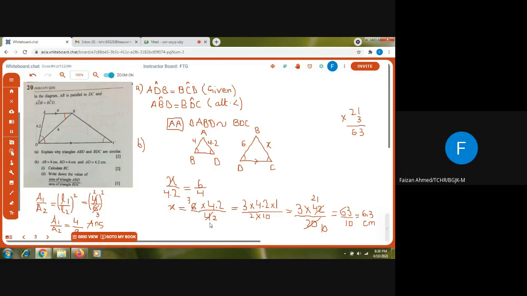6 and 4 can be reduced because these two are even numbers. So 2 times 3 is 6 and 2 times 2 is 4. Now I cannot use a calculator, so I have to do the working by hand. So I'm converting this 4.2 into a whole number. Since it has only one decimal place, I have to multiply it by 10. So I will multiply the numerator by 10, and since I have multiplied the numerator by 10, I have to multiply the denominator by 10 as well. 3 will be as it is. 4.2 multiplied by 10 will be 42, and 2 multiplied by 10 will be 20.